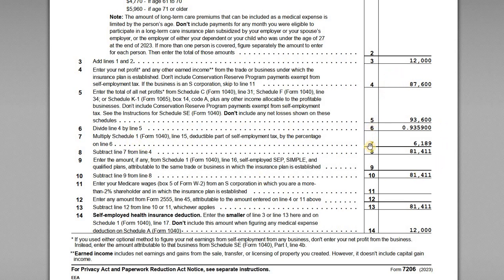All right, so now that we have lines 4 and 5 completed, line 6 is the ratio, right? So divide line 4 by line 5, and we get 93.59%. We need this figure because we're trying to figure out the proportion of the net profits from this trader business where the insurance plan was established over all of our self-employed income from the other trades or businesses. And then we use that ratio to then figure out what portion is attributed to the trader business where the health insurance plan was established from the deductible part of the tax.